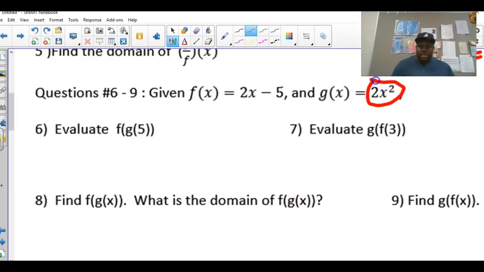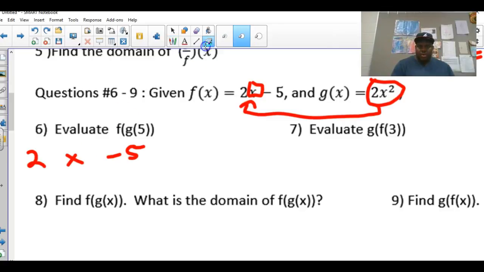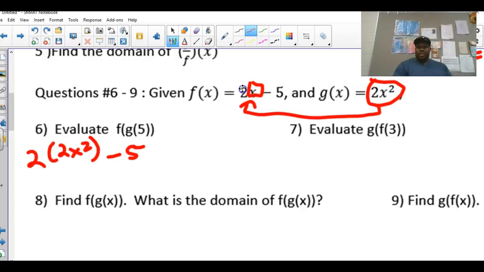So I'm going to take this and plug it in right there. This is no longer x. This x right here will now be this function. And here's what I mean. See how this is 2 times x minus 5? Well, again, this is no longer x. What we're going to do is substitute the internal function, 2x squared, in place of x. So put that function where that x is. Now evaluate it and simplify.